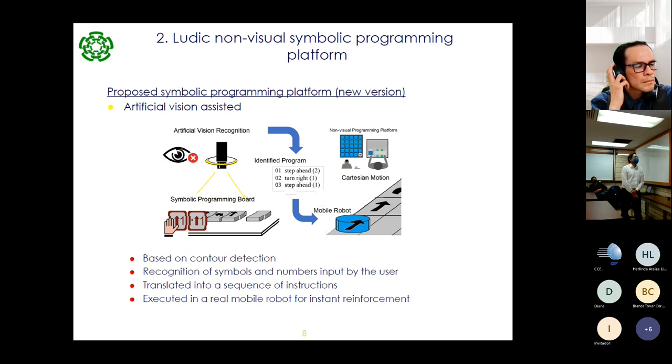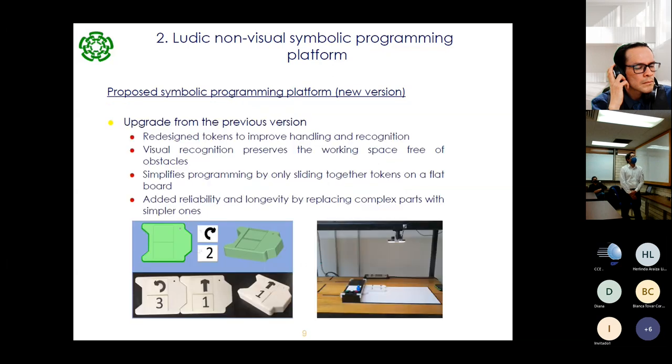To improve on that version, we proposed an artificial vision system based on contour detection to recognize symbols and numbers input by the user. These numbers are translated into a sequence of instructions and executed in real time for instant reinforcement. We had to redesign the tokens to work with the artificial vision system, and at the same time improve the handling and recognition.